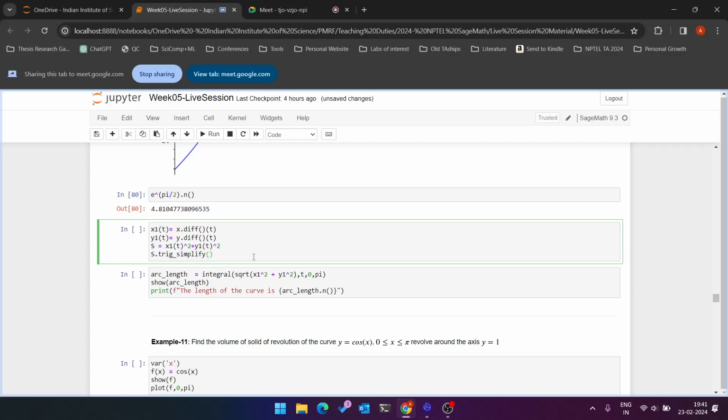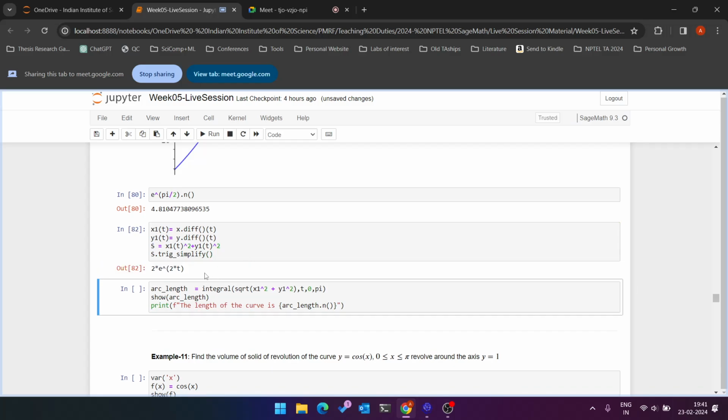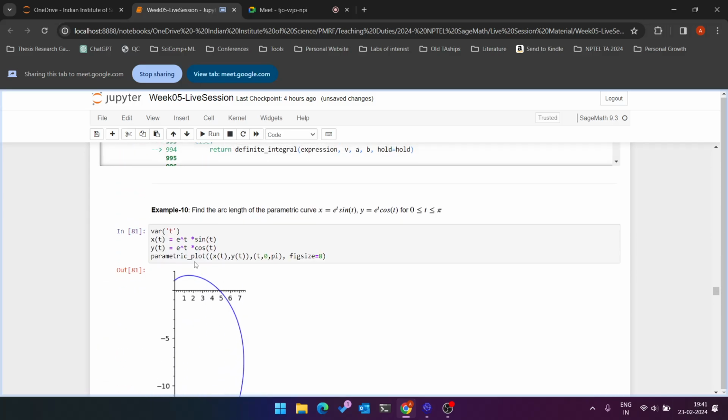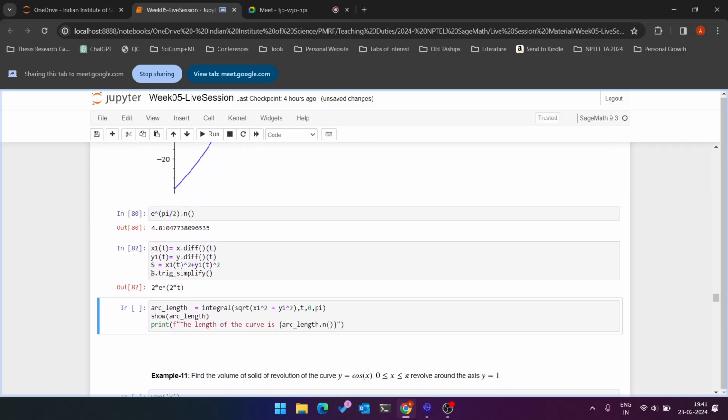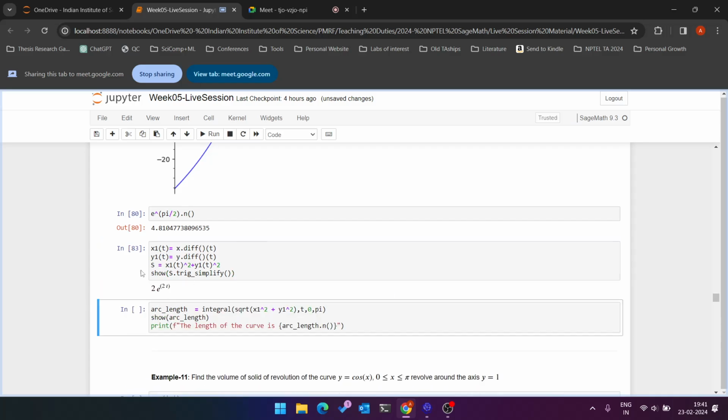If I do a simplification, what that looks like is basically twice of e raised to 2t. So if I do a show, this is how my dx by dt whole square plus dy by dt whole square looks like. We need to take the square root of this and then integrate it with respect to t. The square root of this would be nothing but root 2 e raised to t, and then we are integrating it from 0 to pi.